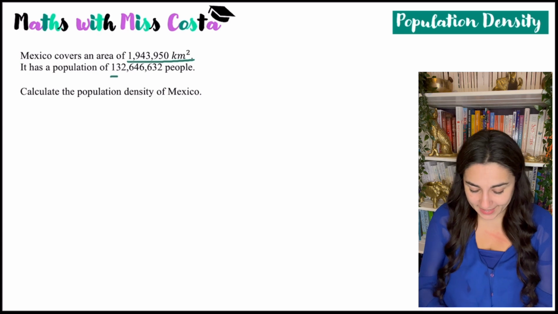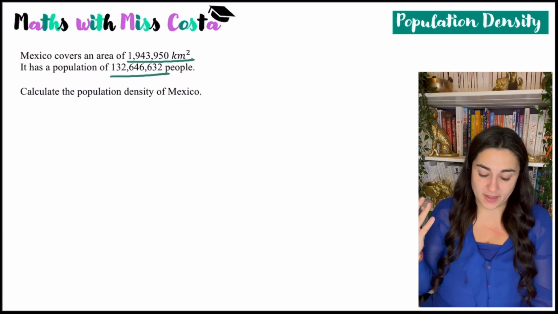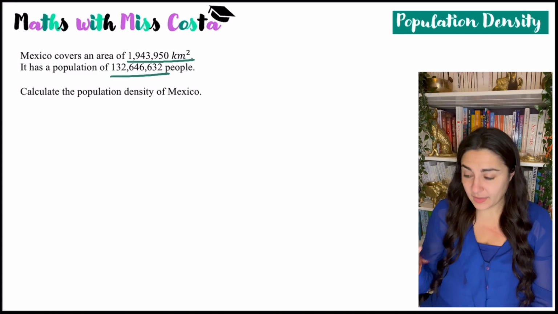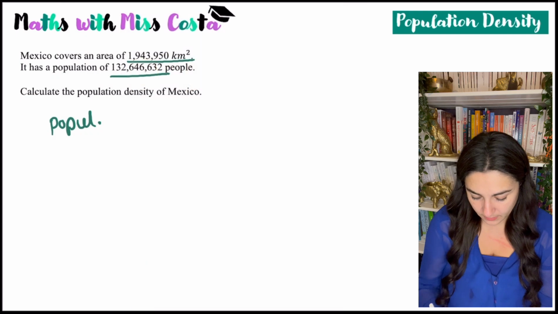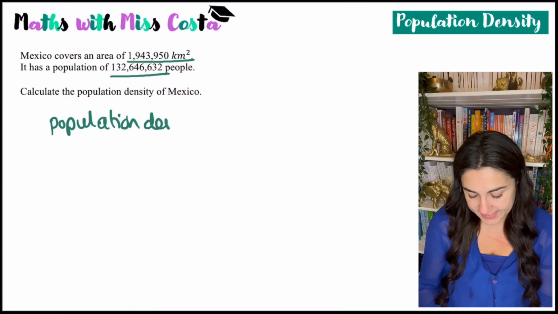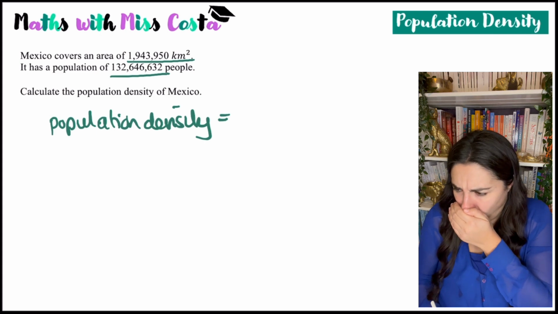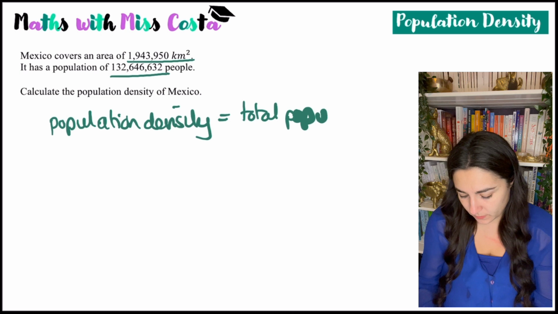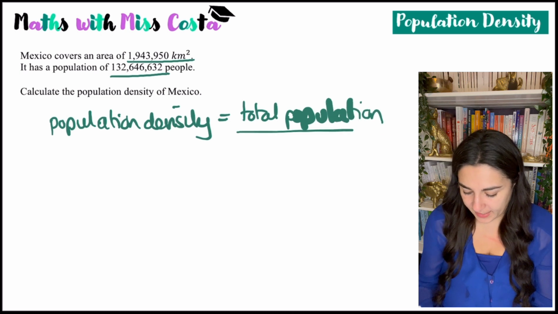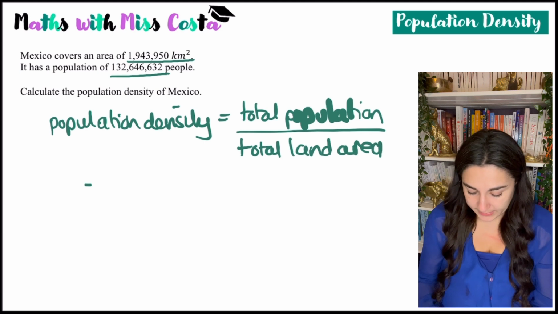So Mexico covers an area of 1,943,950 kilometres squared, and it has a population of 132,646,632 people. And I need to calculate the population density. So the formula for population density is the total population divided by the total land area. So quite a nice question.